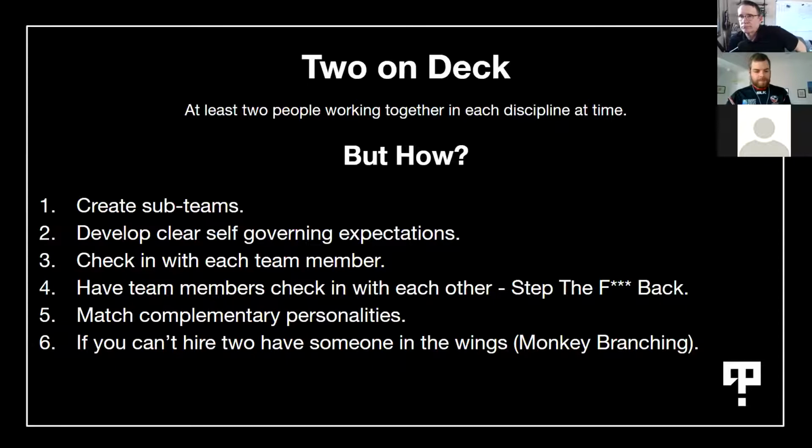And if anything goes wrong, you can lean on one to help the other out. So you develop clear self-governing expectations for that. Check in with each team member on a regular basis, similar to what Grant said and what Clint said. And then you have team members check in with each other, and then you just have to step back sometimes because you want it to be self-governing, of course.